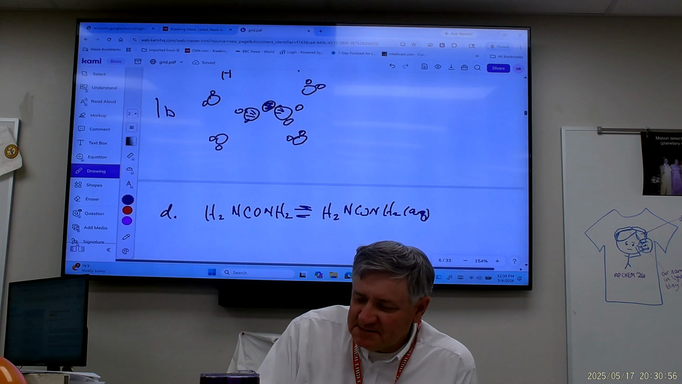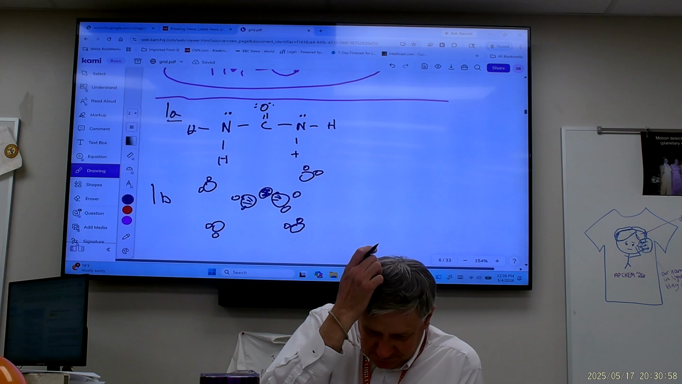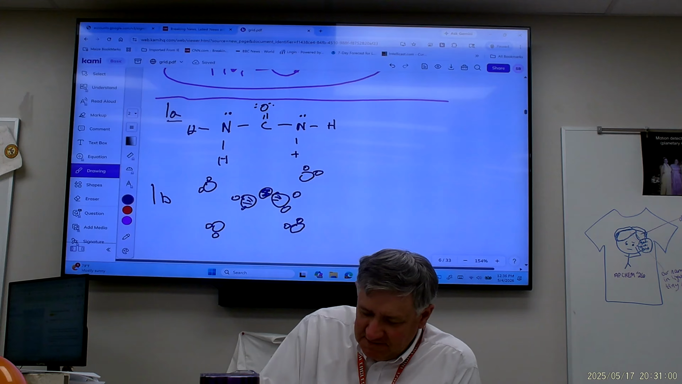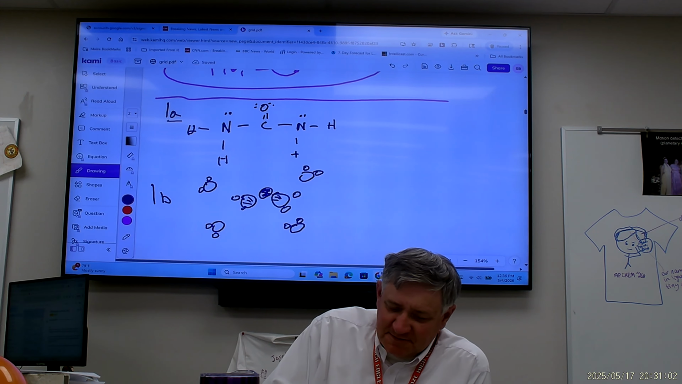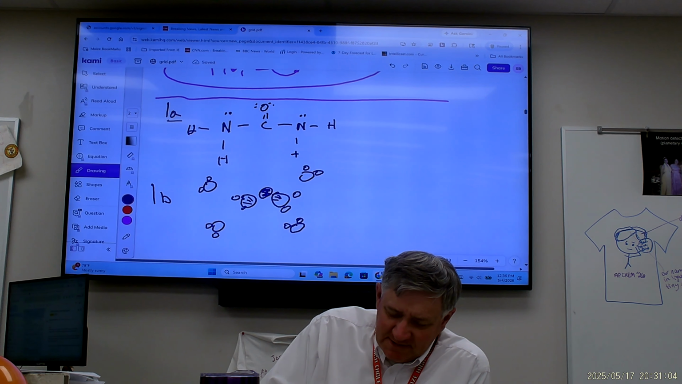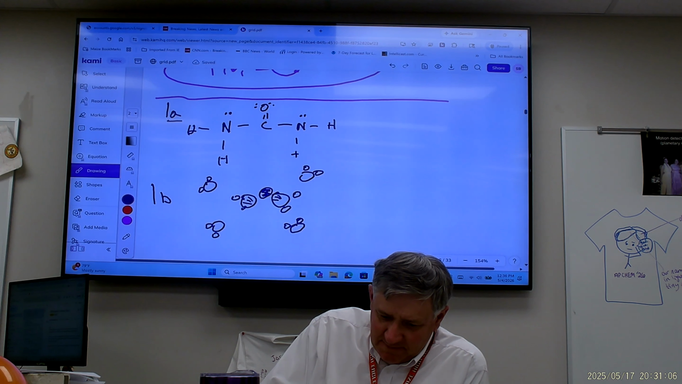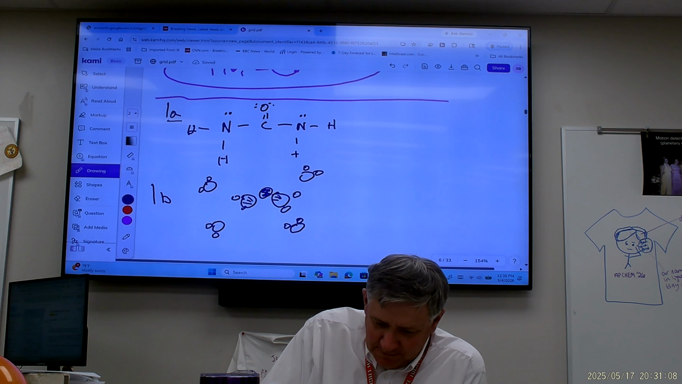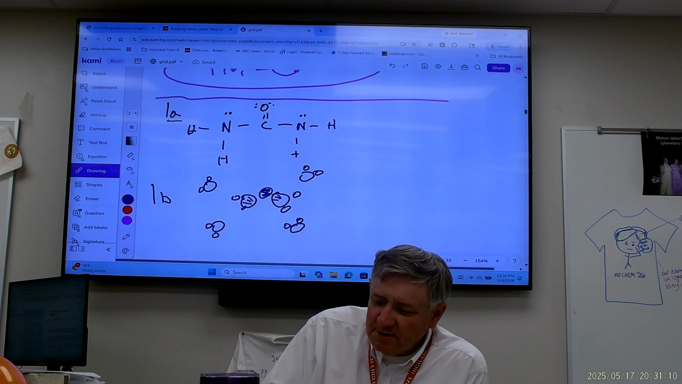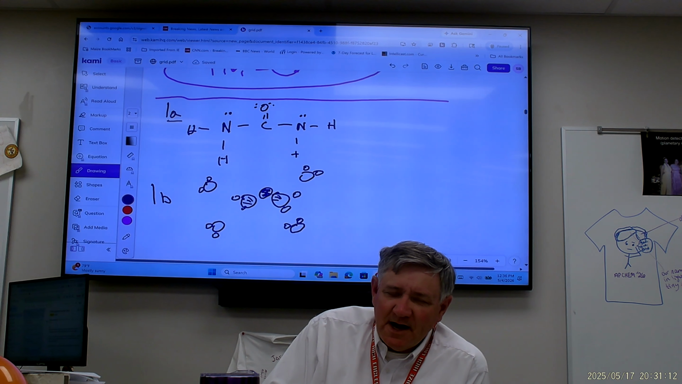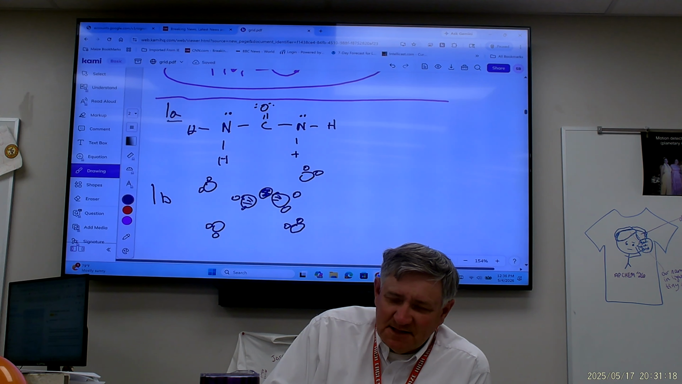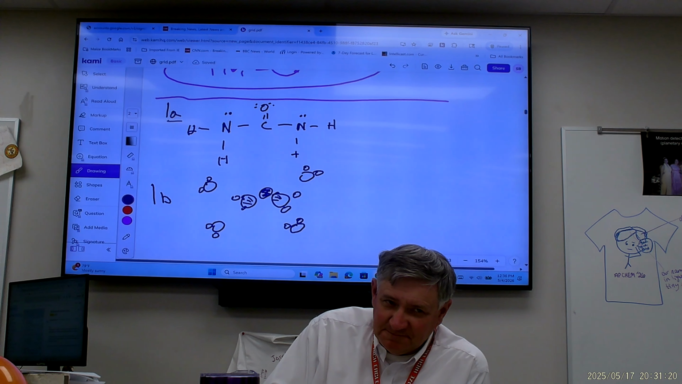Okay, so let's start with this, because you need to understand the bigger picture. It says identify the hybridization of the carbon atom in the urea molecule. So, what do you have as an answer? SP2. It's sp2 hybridization.